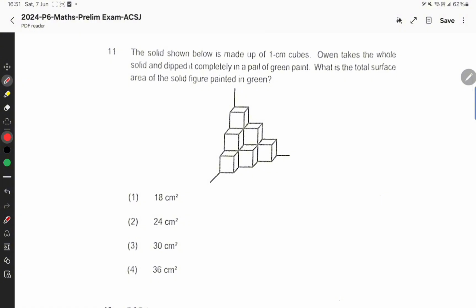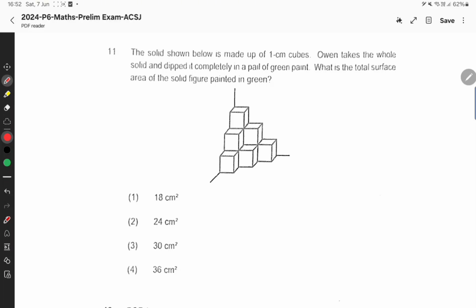Alright, question 11. The solid shown below is made up of 1 cm cubes. Owen takes the whole solid and dips it completely in a pail of green paint. What is the total surface area of the solid figure painted in green? Just take note, because you are dipping the whole solid into the green paint, the cube faces inside touching another cube will not be painted green. Only what you can see will be painted green.